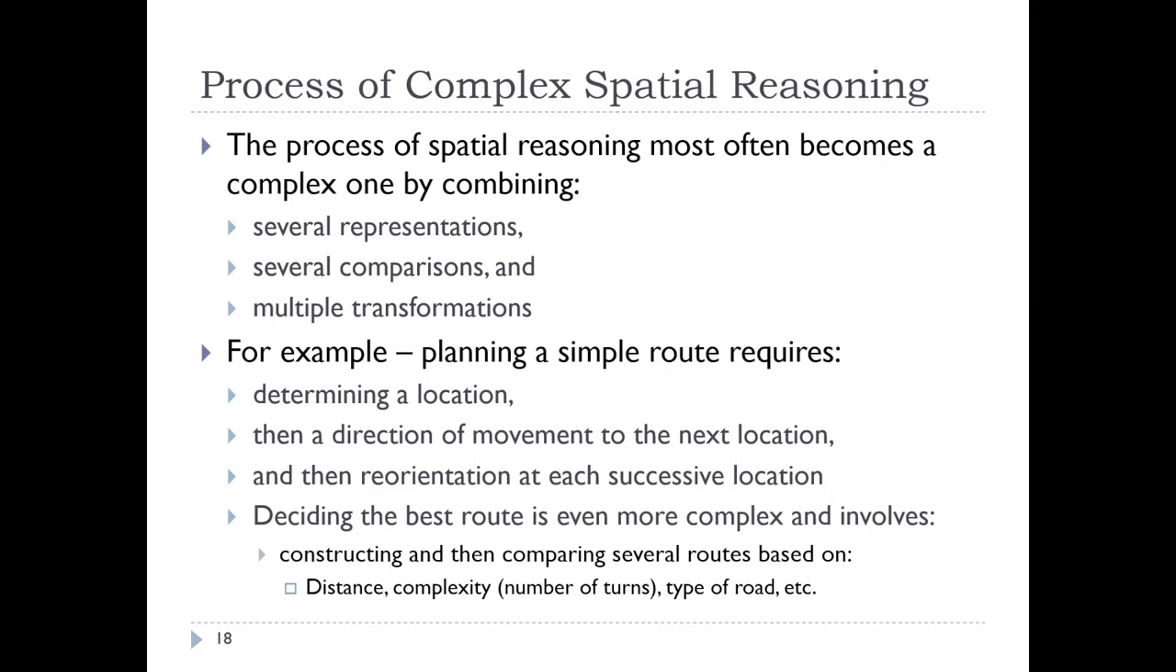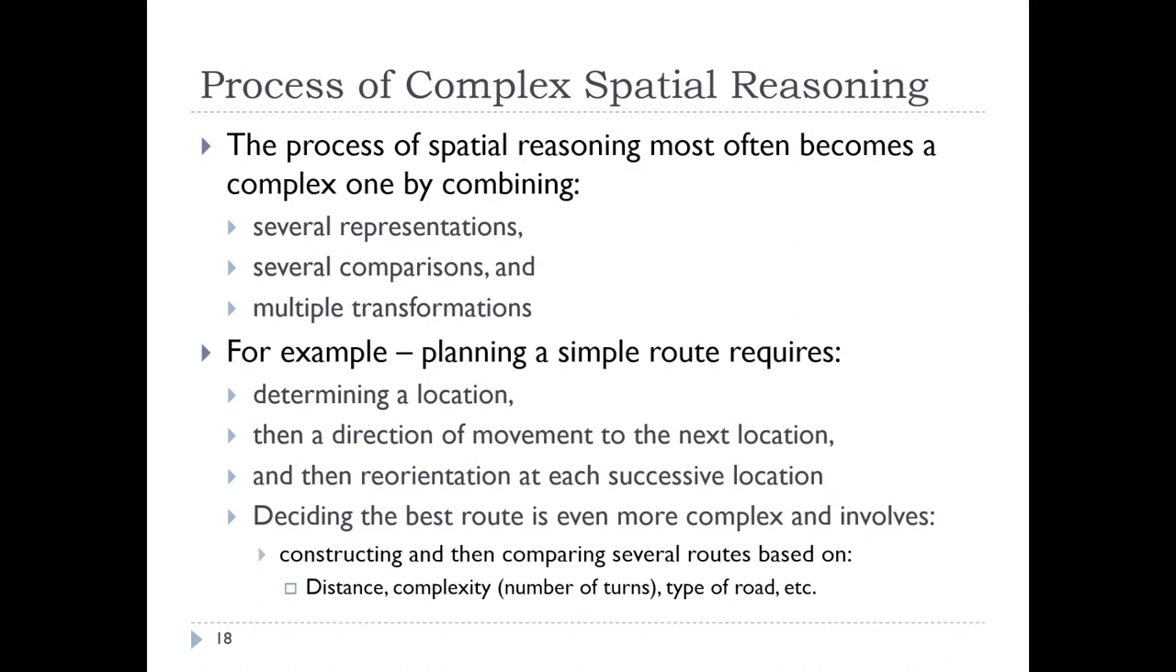Okay, so direction of movement to the next stop on your location. Then you've got to orient yourself or reorient yourself at each of those locations. So, you know, I go west on a certain highway, and then I get off at a certain exit, and then I have to go to the left, and then I go three blocks, and then I have to go to the right, okay? And then deciding the best route is even more complex, right? Because there may be multiple ways that you can get there.